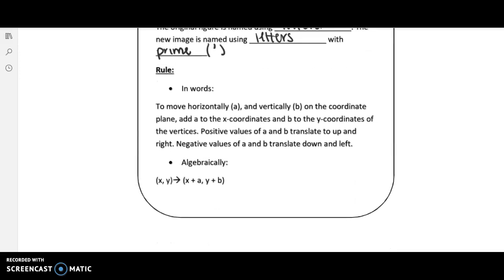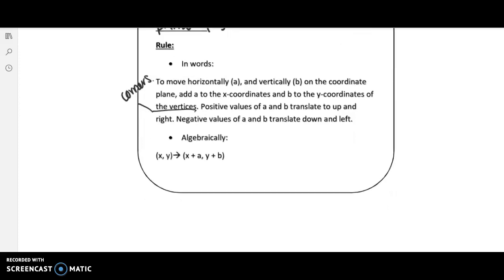So in words, to move horizontally, A, we'll call it, and vertically, B, on the coordinate plane, add A to the x coordinates and B to the y coordinates of the vertices. Remember, vertices are our corners. Positive values A and B translate up and to the right, and negative values translate A and B down or to the left.